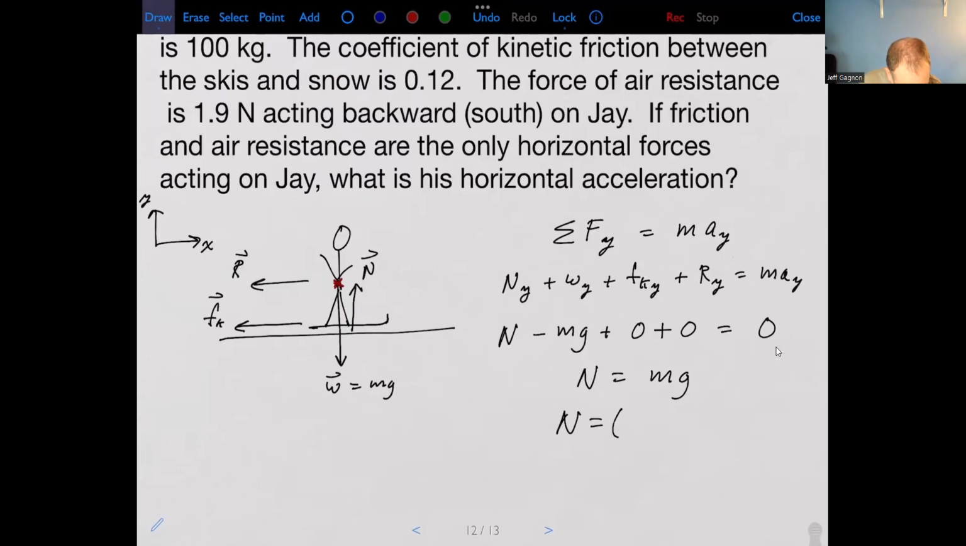J's mass was 100 kilograms. G, of course, is 9.8. So this is going to be 980 newtons. So the normal force is 980 newtons.